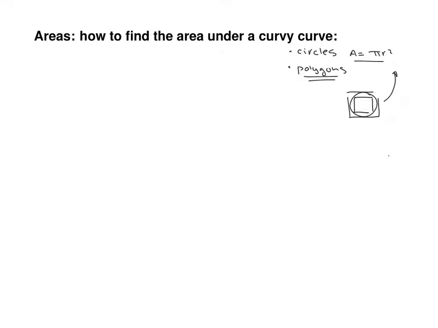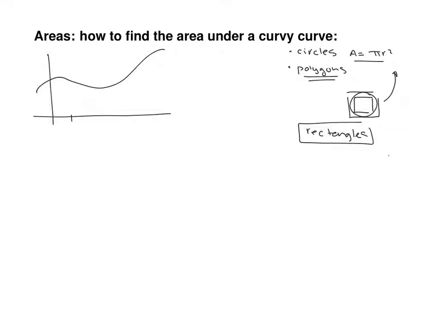So we're going to use a similar idea, except we're going to stick to the easiest, nicest shape: rectangles. Suppose we have some curvy curve, and between A and B we want to find the area underneath that curve. Just to give it some meaning, the y-axis could have units gallons per day, and the x-axis could have units days. What is the area under the curve going to have units of in that case?